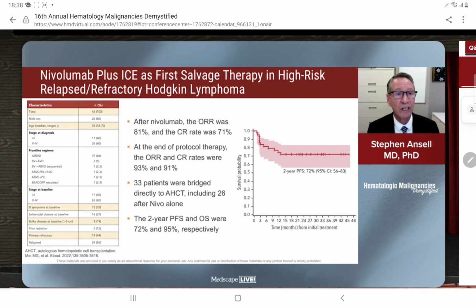These are very similar data now using nivolumab chemotherapy, and the important thing here again is that you can see the overall response rate very high, the complete response rate high, the vast majority of patients able to go on to an autologous stem cell transplant. And in this study, not everybody required chemotherapy. Some patients could go to transplant having just received a PD-1 blocking antibody. And with 2 years of follow-up, progression-free survival and overall survival looking really good. So again, the principle being that utilizing PD-1 blockade in the salvage setting results in excellent outcomes.